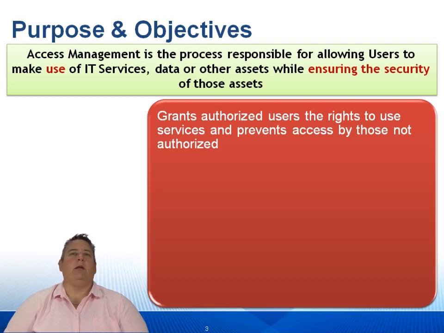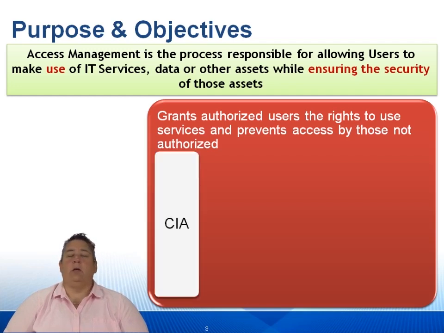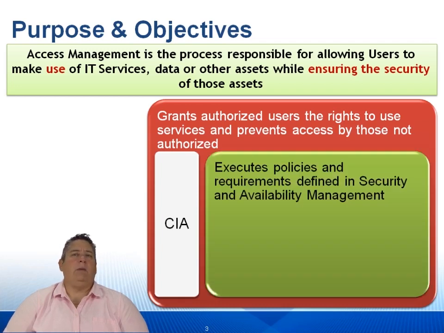This process will grant rights. It's going to authorize users, and it's also going to prevent access to services, data, or other assets by those who are not authorized. So we're going to be working within that CIA principle. If you remember from your foundation course, the CIA tenet from information security management: confidentiality, integrity, and availability or accessibility of data. We're going to be executing the policies and requirements defined in information security and availability.